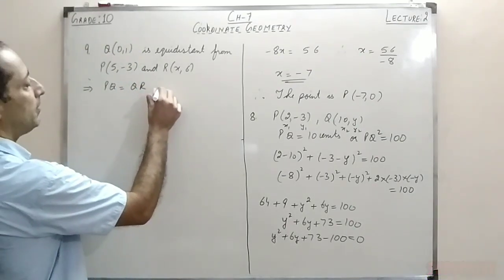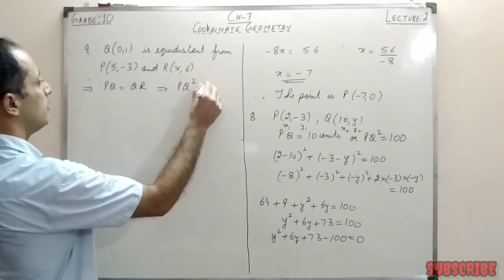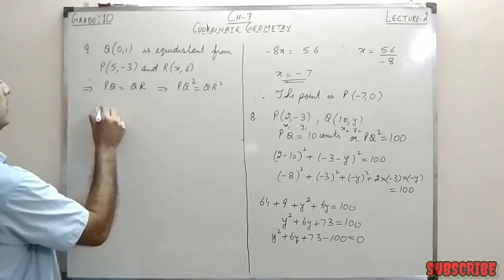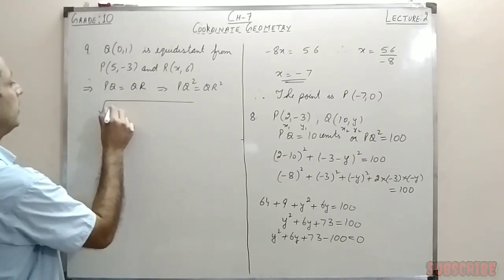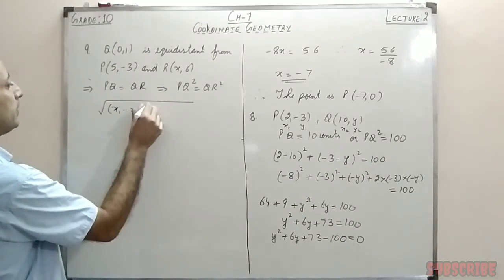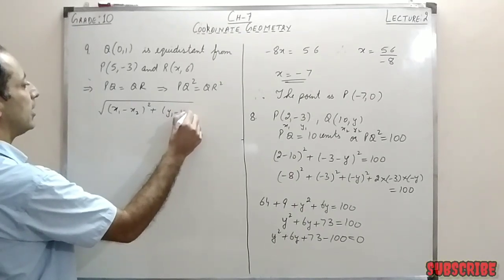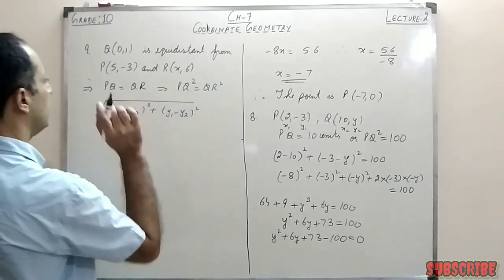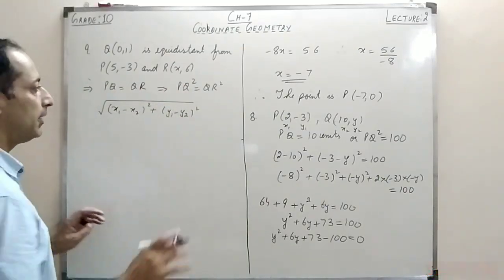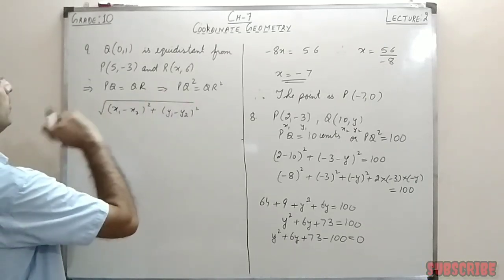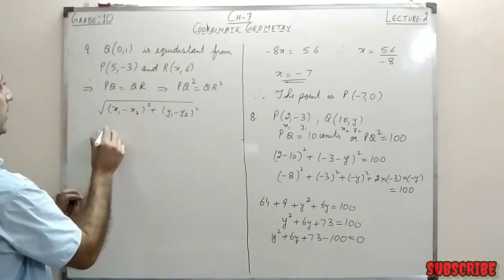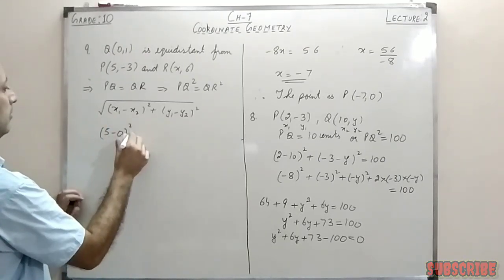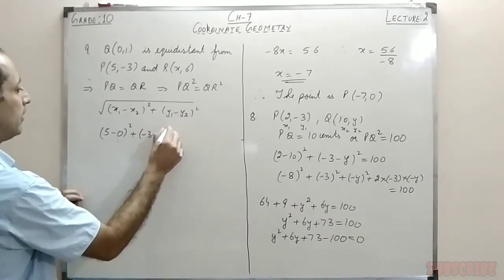Now, as we have done in the previous questions, we just take the square of these two so that we can avoid the square roots. Now, the distance formula is (x1 minus x2) whole square plus (y1 minus y2) whole square, or it can be (x2 minus x1) whole square plus (y2 minus y1) whole square. So first of all, we find the distance PQ. Since we have done the square, no square root will be coming. For PQ, this is P, this is Q, so I write (5 minus 0) whole square plus (minus 3 minus 1) whole square.